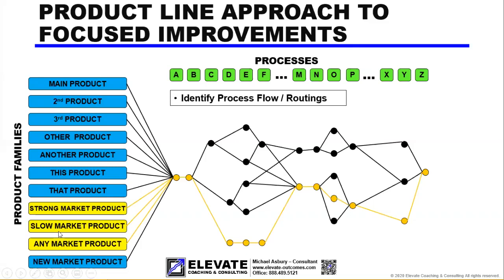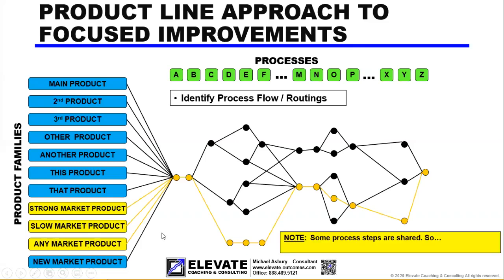So let's say we want to improve our strong market product, our slow market product, and our any market product first. The good news is that if we discover that we're focusing on some station or process that's shared by other product lines, those product families are also going to benefit. So we might raise the throughput for them as well. Okay. For instance, another product would be improved whenever we improve these stations.